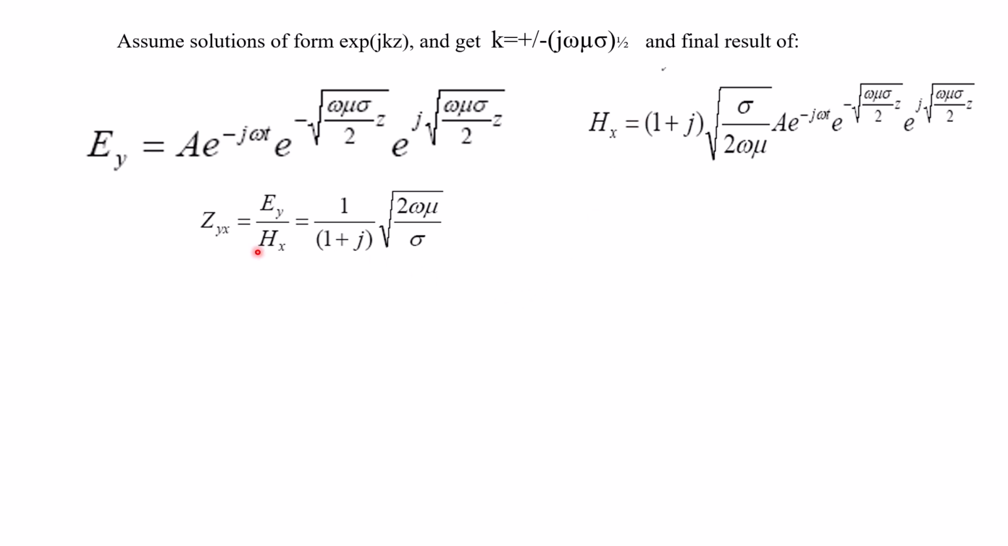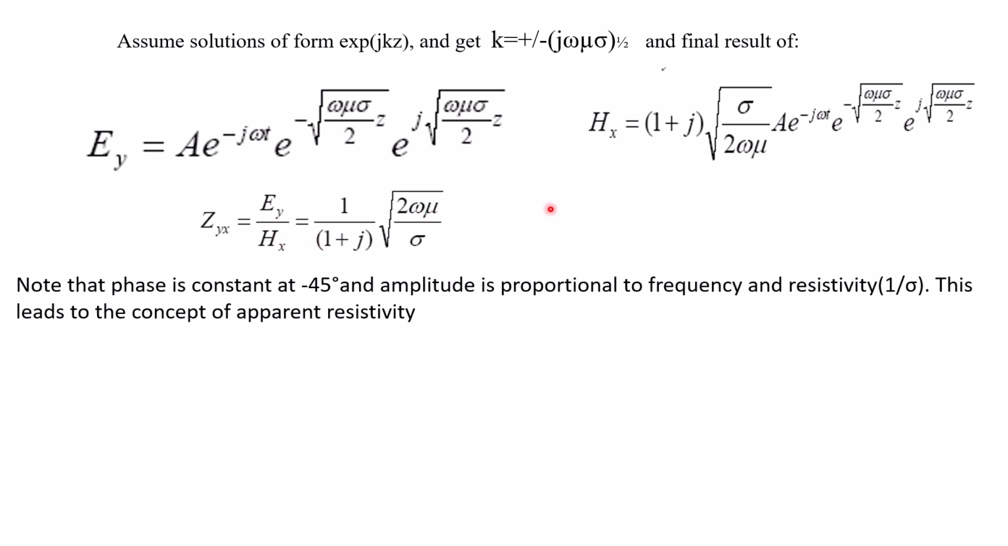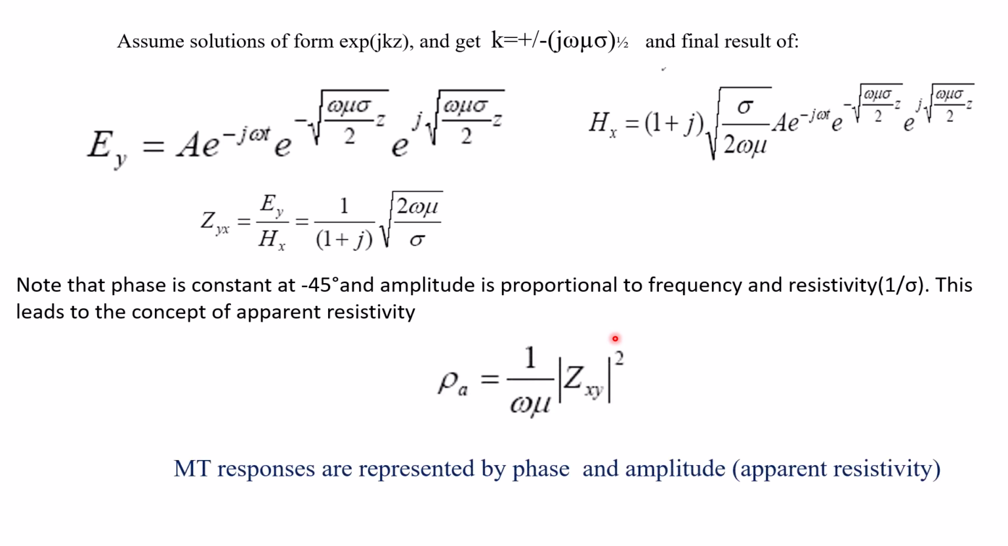So our objective will be to derive the tensor component of the impedance. That will be basically the ratio of Ey by Hx, or Zxy, meaning E by H. So the amplitude is proportional to the frequency and the resistivity. This leads to the concept of the apparent resistivity. Basically, the apparent resistivity is proportional to the mod square of the impedance value, and it is represented by the phase and the amplitude.